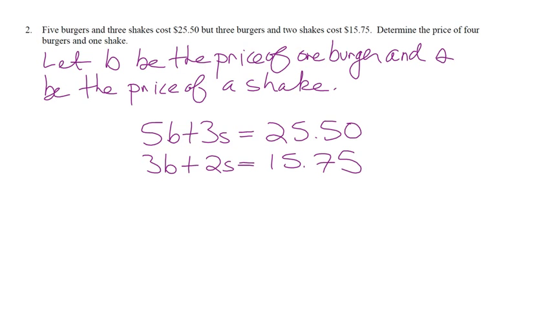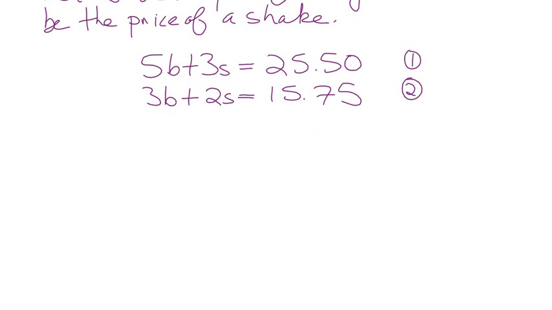We're supposed to find the price of, not the number of, how many of these things, but the price of. Okay. So, this is 1. This is 2. How would you like to solve this? Elimination. What would you like to eliminate? We want to eliminate s. Okay, so what are we going to do to equation 1? Multiply by two. Okay, so 2 times 1.